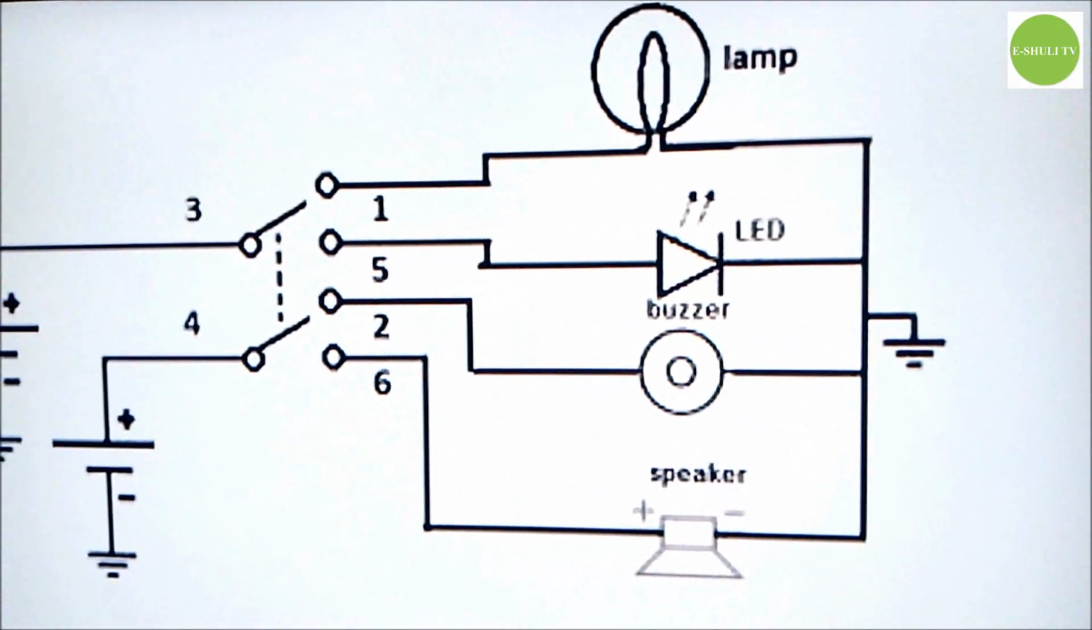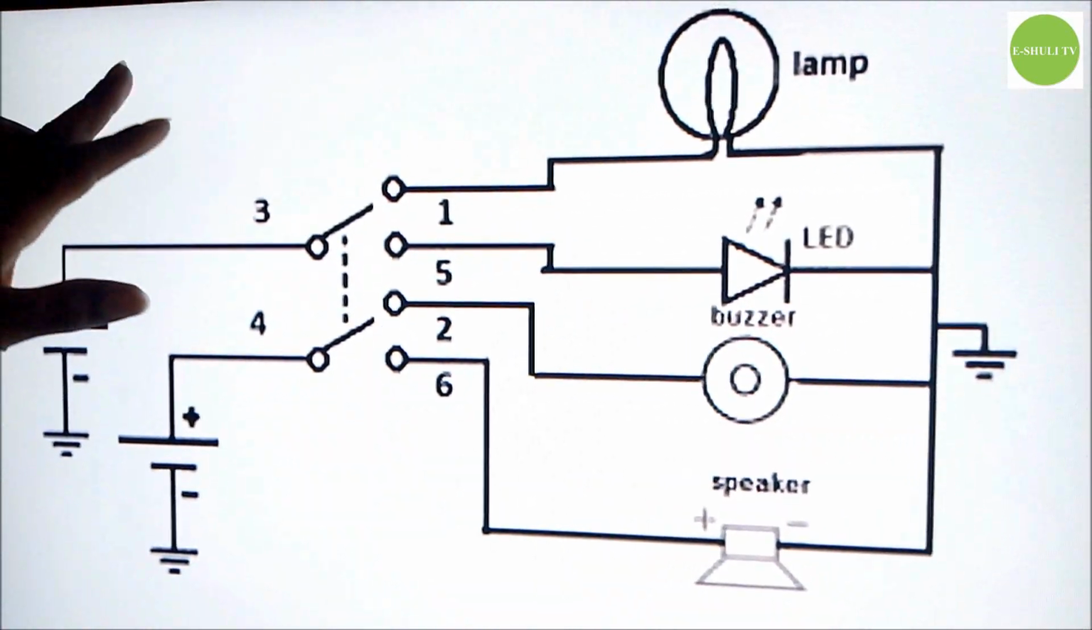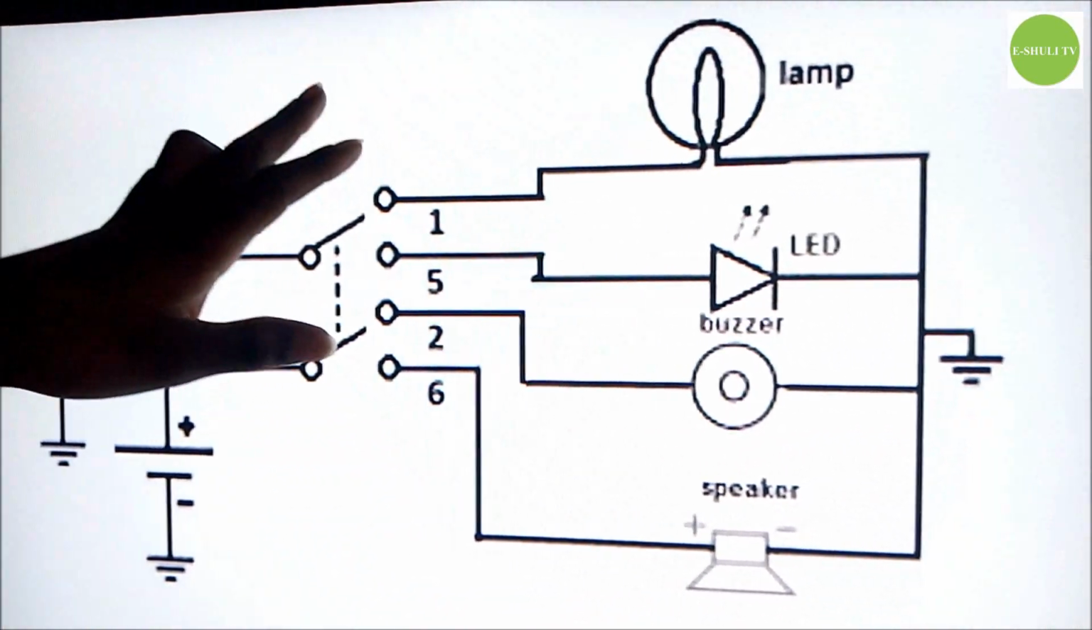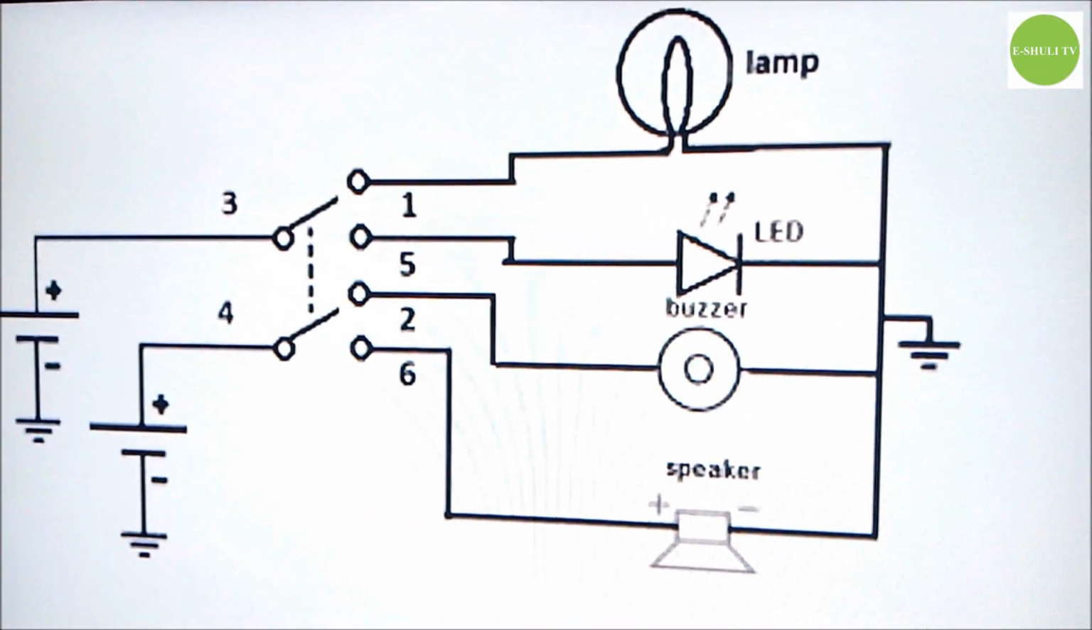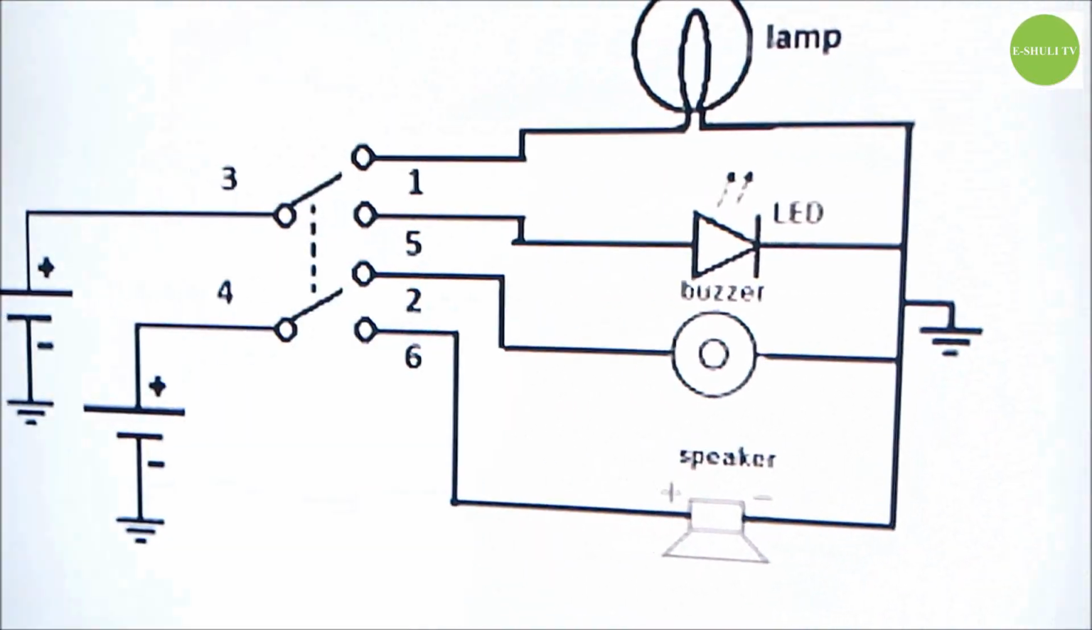You see how a double pole double through can work or can control the output.